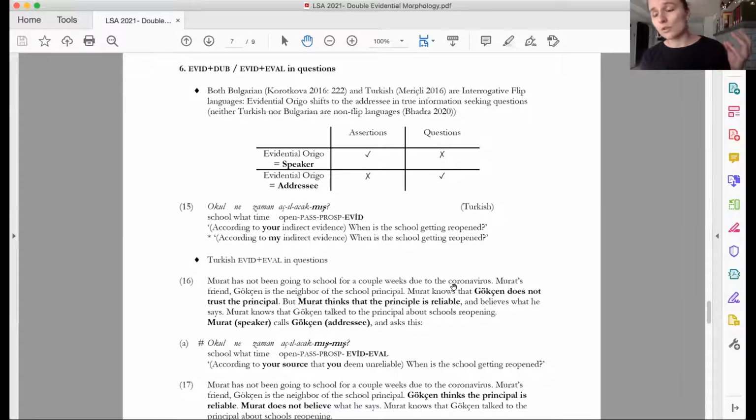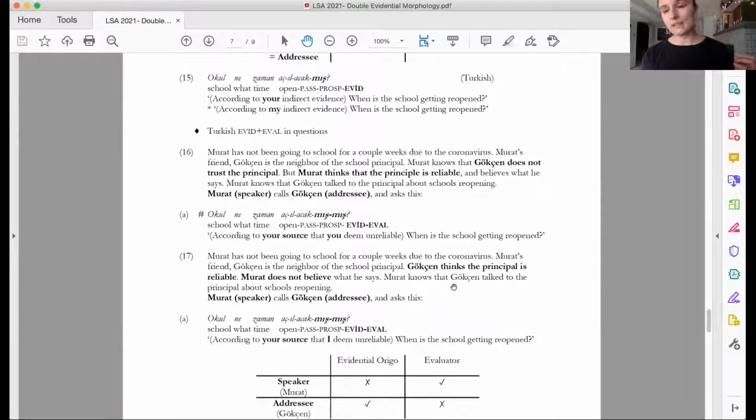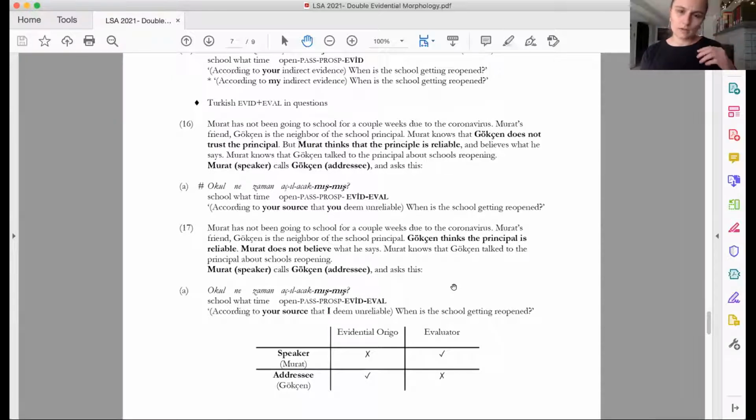So if the evidence holder is the same as the evaluator, we would predict that in questions, the evidence holder and the evaluator both would need to shift to the addressee. But as you'll see, this is not what we get. So this would be the case of 16. This is a little bit complicated context, but it essentially sets up a situation where the addressee will have indirect evidence and the addressee would have doubts or would have an evaluation on the source.